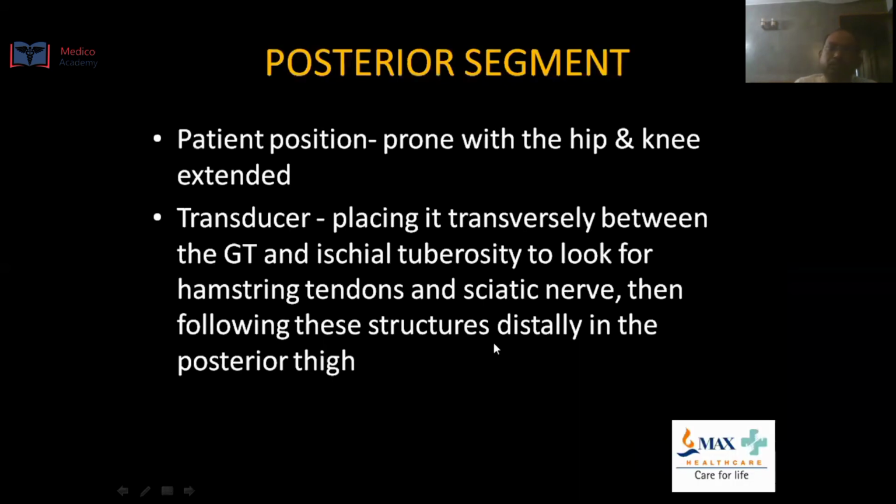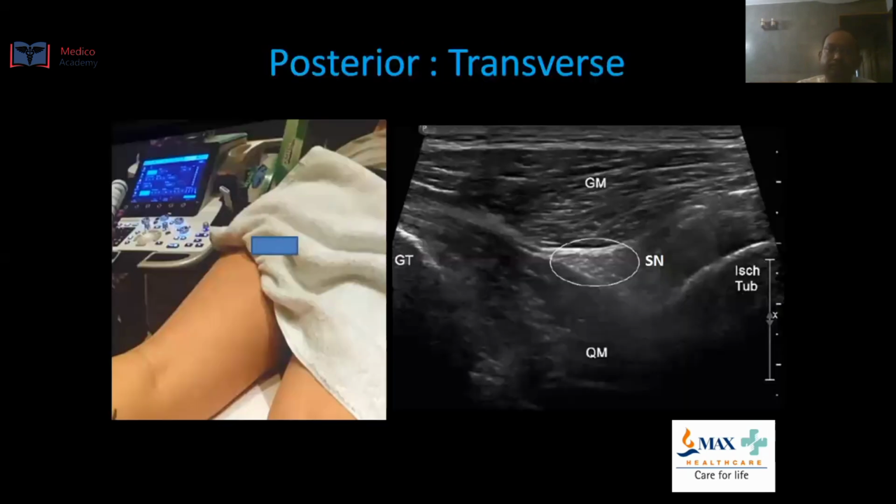The posterior segment assessment is done with the patient prone, with the hip and knee extended. The transducer is placed transversely between the greater trochanter and ischial tuberosity to look for the hamstring tendon and sciatic nerve, and then following the structures distally in the posterior thigh. So this is the position where the patient is lying prone and the hip and the knee are extended and the probe should be kept here. This is the ultrasound image where you see the gluteus maximus more superficially. This is the sciatic nerve, and the greater trochanter is seen here.